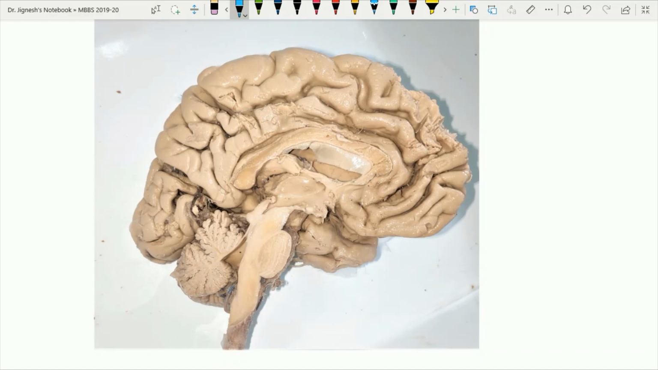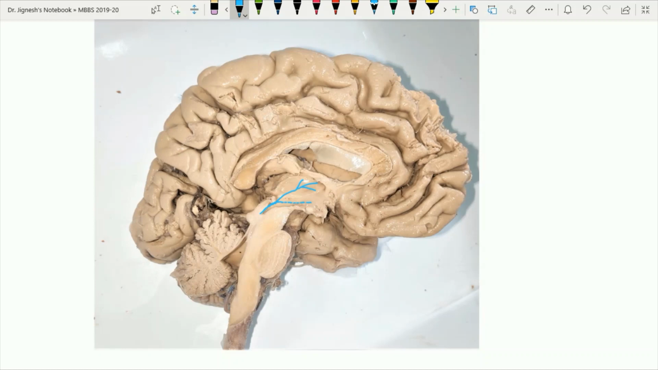Now let's see the internal cerebral veins. The internal cerebral veins are two in number, one on each side of the midline, and each is formed by the connection of three veins: the thalamostriate vein, one septal vein, and one choroidal vein. These three veins form the internal cerebral vein, and the opposite sided internal cerebral vein, both fuse to form the great cerebral vein of Galen.